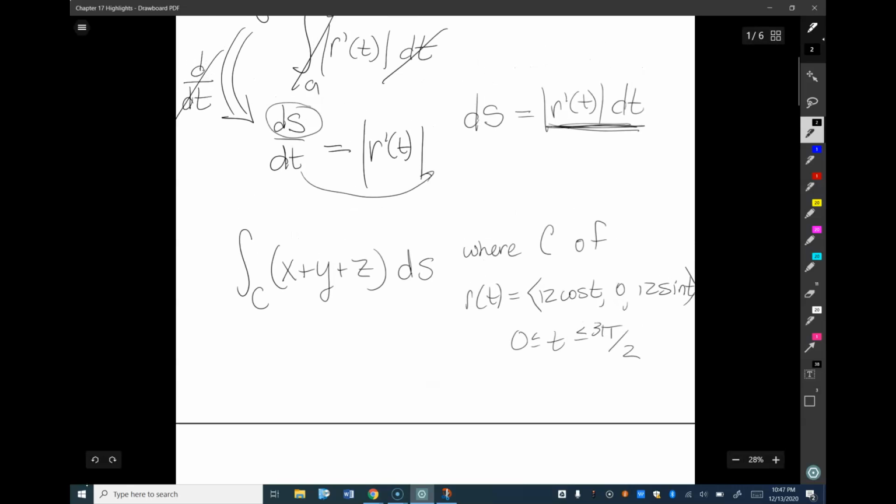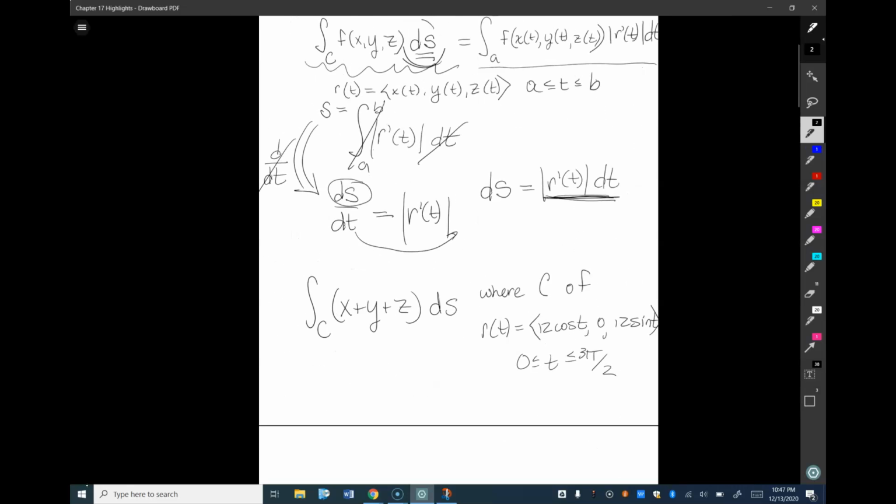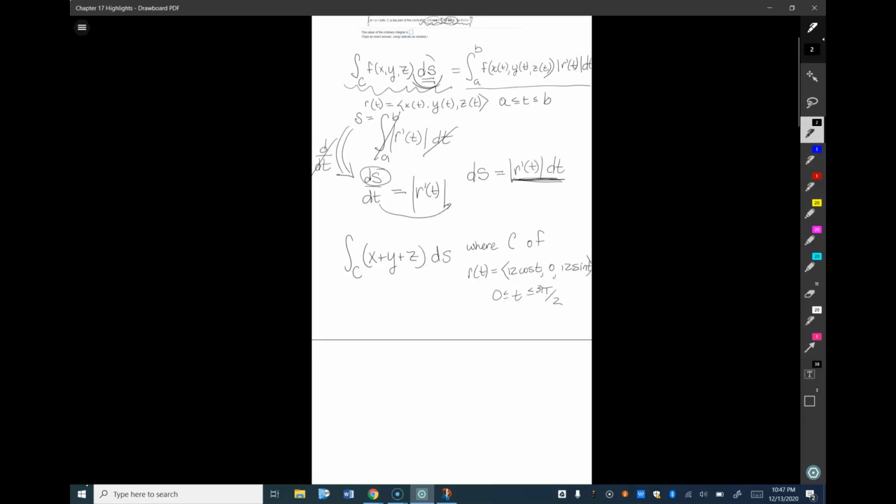So there's a couple things that we need to do. We have this f function here currently in terms of x, y, and z. So what we're going to use is our r of t components to replace them. So this is going to turn into x plus y plus z is going to be 12 cosine t plus 0 plus 12 sine t. And we can leave the 0 off. ds, remember, is going to be magnitude r prime of t dt.